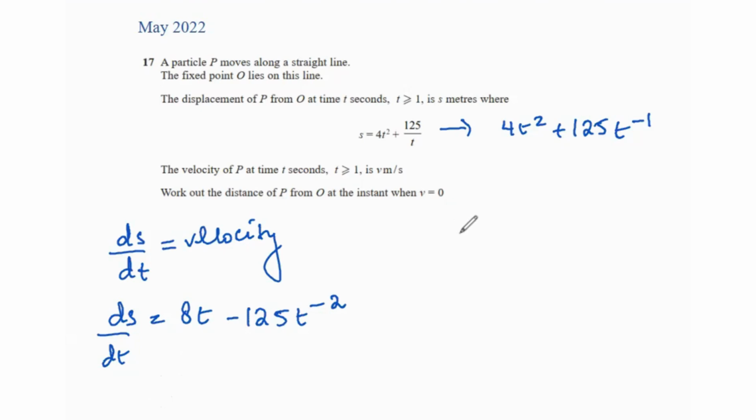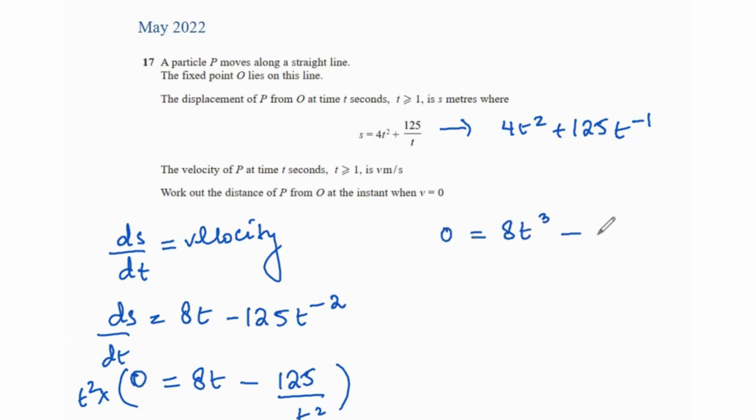So they're asking us to first use the velocity, find the distance of P. Okay, so they've told us that the velocity of P at time t seconds with t greater than or equal to 1 is v meter per second. So we will put the velocity, which is ds by dt, equal to 0, to find the time at that point. Because using that time value, we're going to find the distance of P from O. So 0 equals 8t minus 125 over t squared. Let's write this as a positive power now. So I'm going to multiply the entire equation by t squared to get rid of the fraction. So that's going to give us 0 equals 8t cubed minus 125.